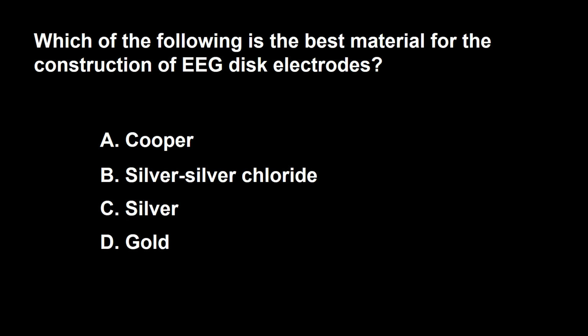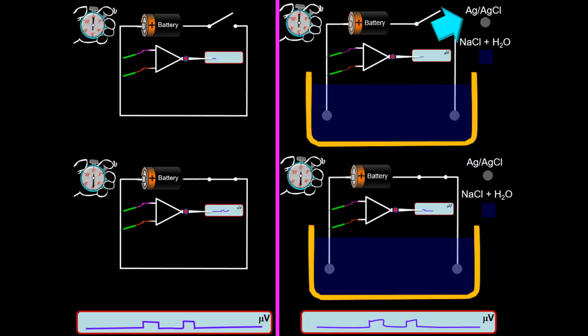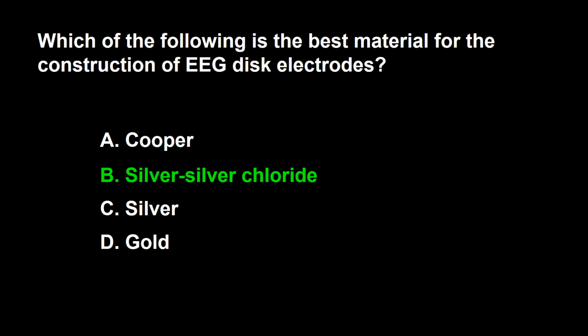The next question is, which of the following is the best material for the construction of an EEG disc electrode? A. Copper, B. Silver chloride, C. Silver, D. Gold. From our discussion regarding the prior questions, we can conclude that silver chloride is the best available material for electrodes. This is because they conduct electricity very similarly to pure electron-driven circuits. So the answer to this question is B.